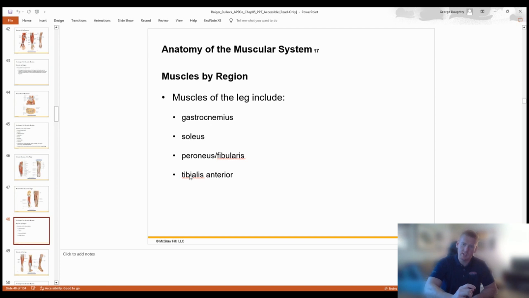And then finally, the tibialis anterior, that's my shin muscle. And what does the tibialis anterior do? A lot of dorsiflexion. It's responsible for dorsiflexion.